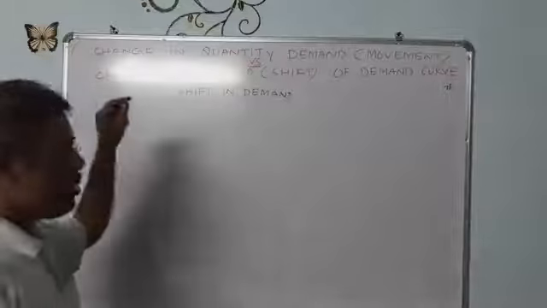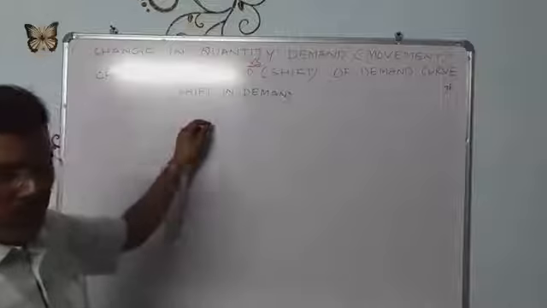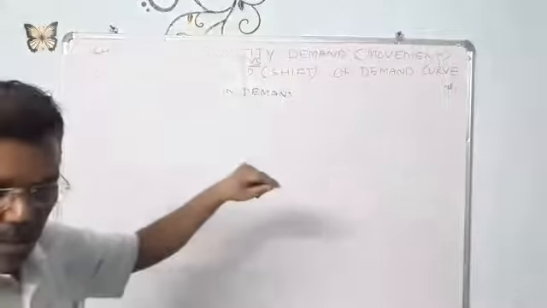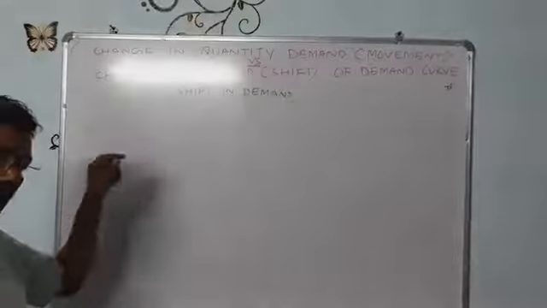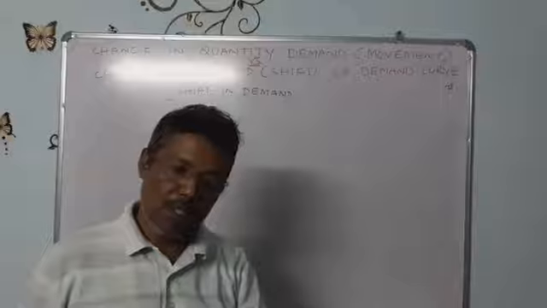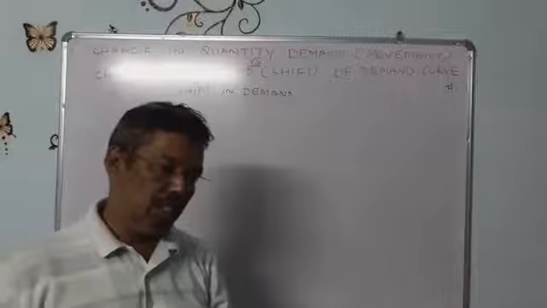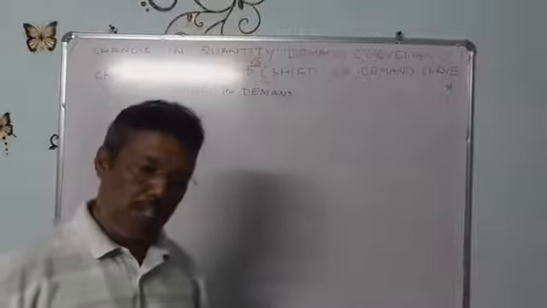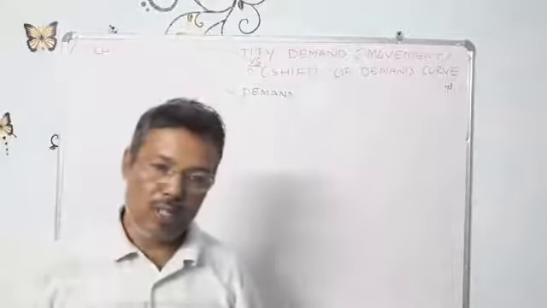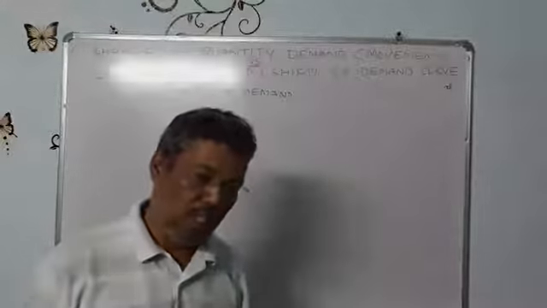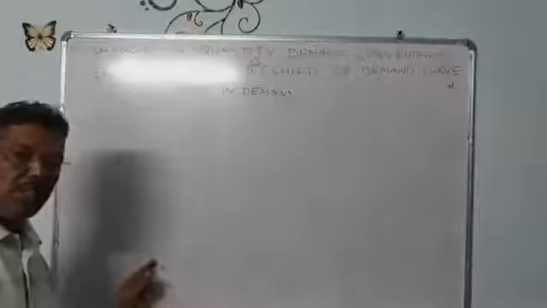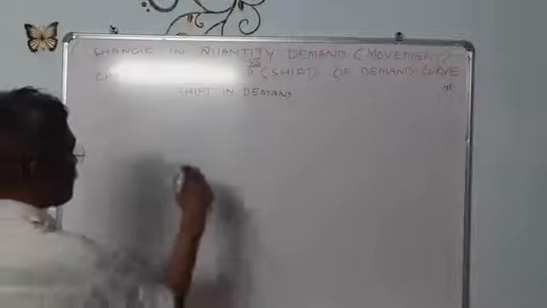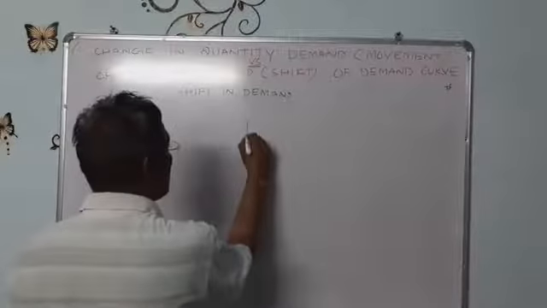Suppose income increases from 500 to 700. At that time the price of the good remains the same. For example, apple is 50 rupees per kg and the person wants to spend 500 rupees. If his income increases from 500 to 700 rupees, then naturally he will purchase more apples at the same price. That is a shift of demand.